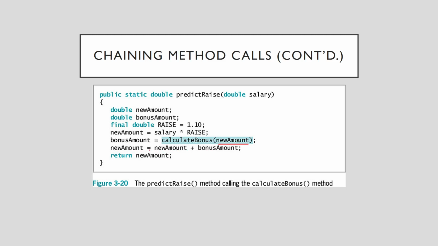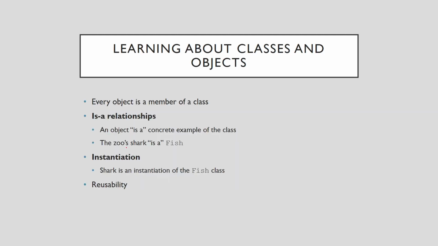So meaning, with the use of a method with a return type, or a value returning method, the value will be used for future calculations, for future purposes.